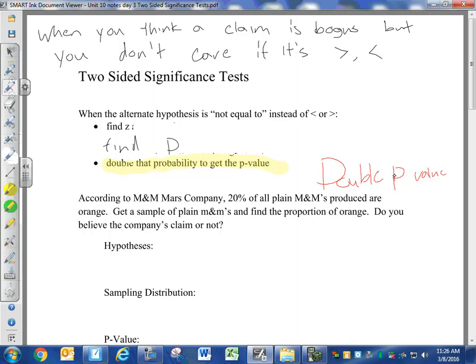Okay? Let's do an example. According to M&Ms, 20% of all plain M&Ms are orange. You don't think that's true. You think either there's a lot of orange M&Ms in a bag or there's no orange M&Ms in a bag. Okay? You don't care which way it is. You just don't think that's true.